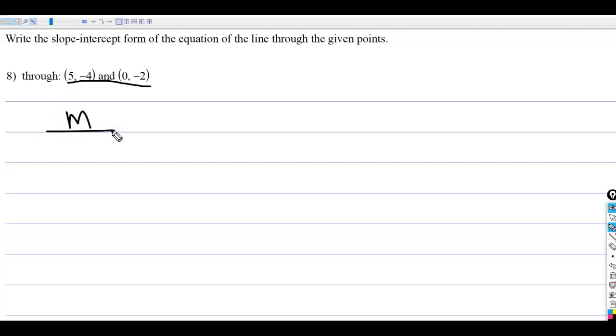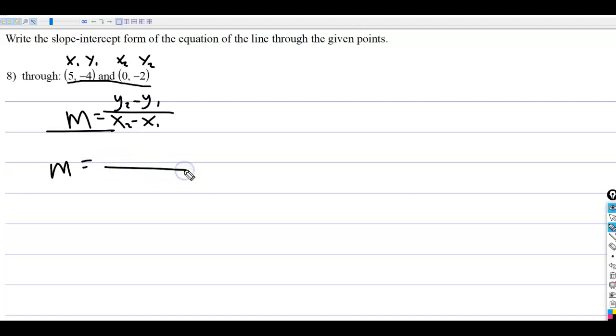In this case, we don't know what our slope is. So instead, we're going to use the slope formula: y2 minus y1 over x2 minus x1. Each of these pairs is an xy pair. We'll call the first pair the 1's, the second pair the 2's. It doesn't matter which pair you call the 1's and which pair you call the 2's. But from here, we're going to go ahead and start plugging some numbers in.